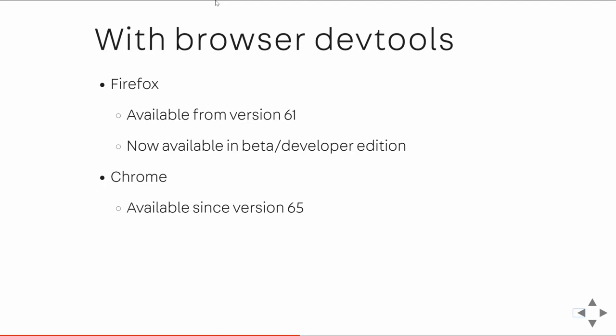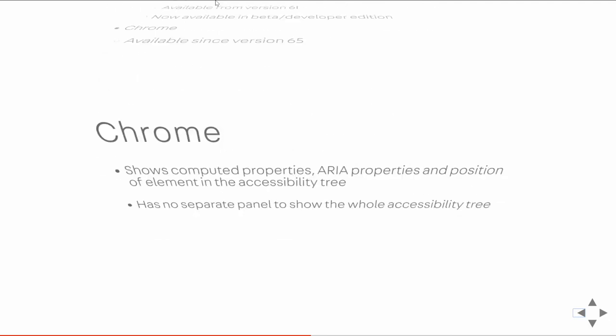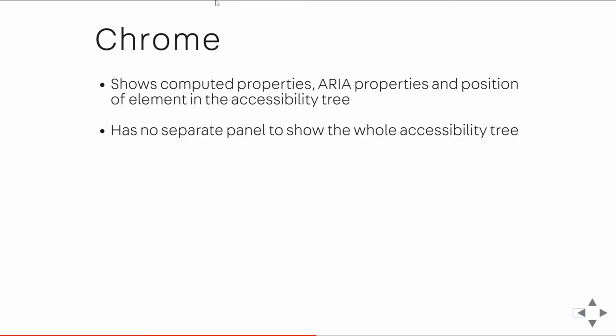Chrome has an accessibility pane in its HTML tree, where you can inspect a single element. And that's since Chrome 65. There it goes. So the Chrome inspector shows the computed properties like name and value and role. It also shows you the ARIA attributes that are applied. It has no separate panel to show the whole accessibility tree, and that's, I think, problematic.